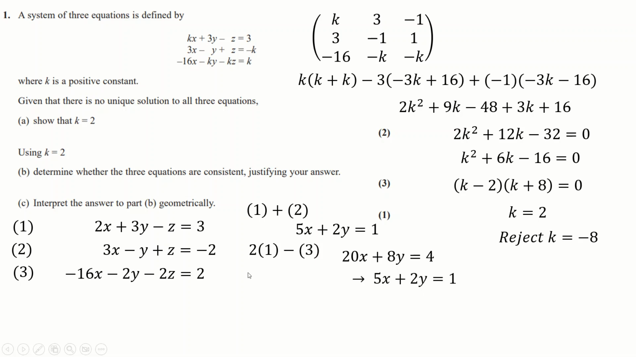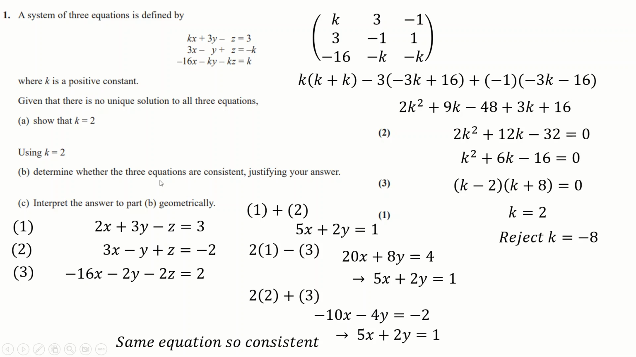And now this is overkill, but if you really want to, you can check the third thing, which is these two equations here. So double this one and add this one, and I think you end up with this, which divide by minus 2, I guess you get this, and you have the same thing again. So these are consistent because we're getting the same thing every time for x and y. So yeah, we can say same equation, so it's consistent.